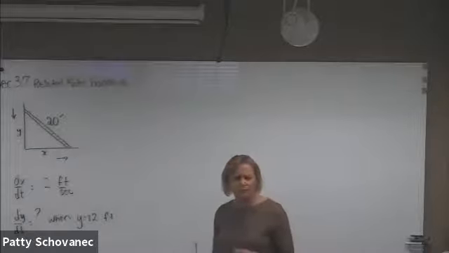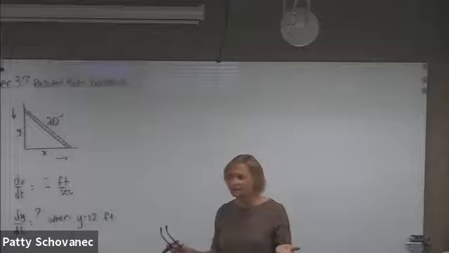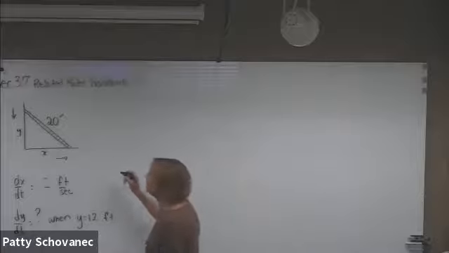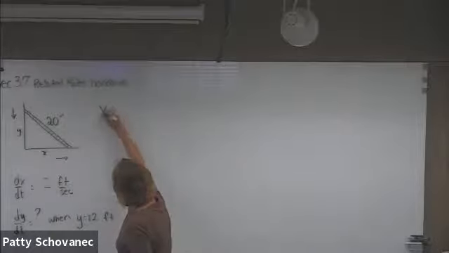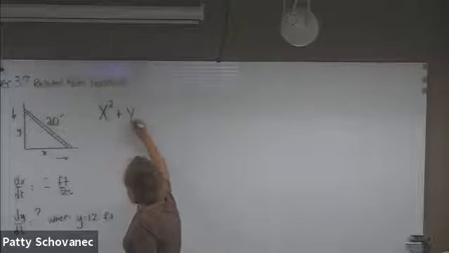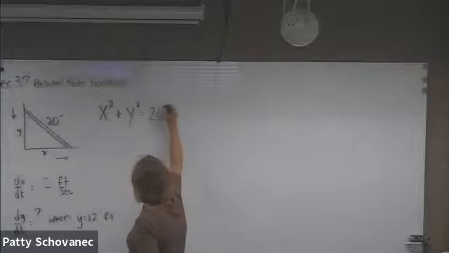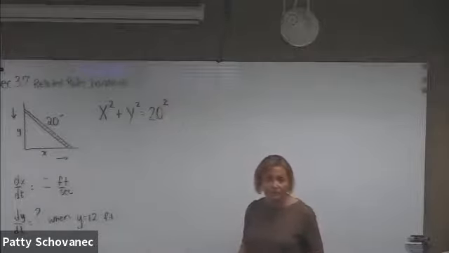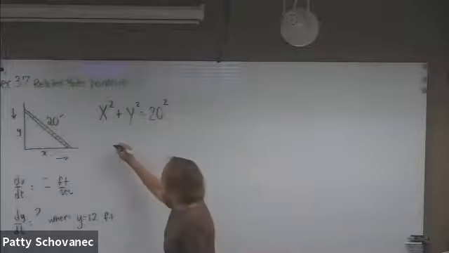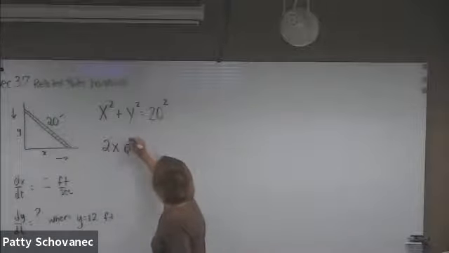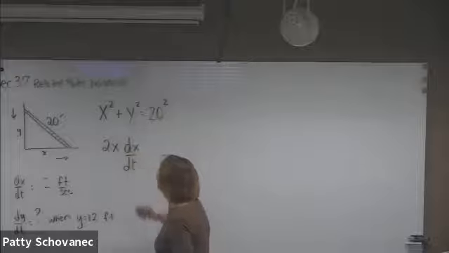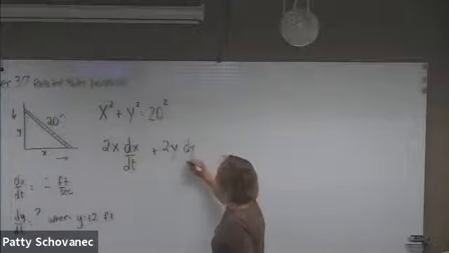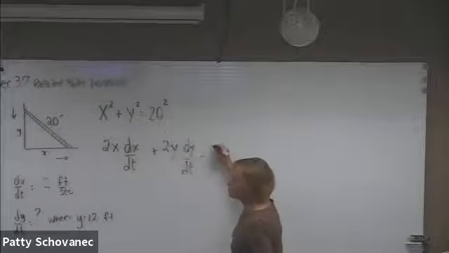Now what we need is some equation that relates x and y at any time t. What do you see out of the picture? The Pythagorean theorem. So our basic equation that we're going to start with is x squared plus y squared is 20 squared. Now take the derivative with respect to t. The derivative of x squared is 2x dx/dt. The derivative of y squared looks the same, but it has a dy/dt. What about the derivative of the 20 squared?